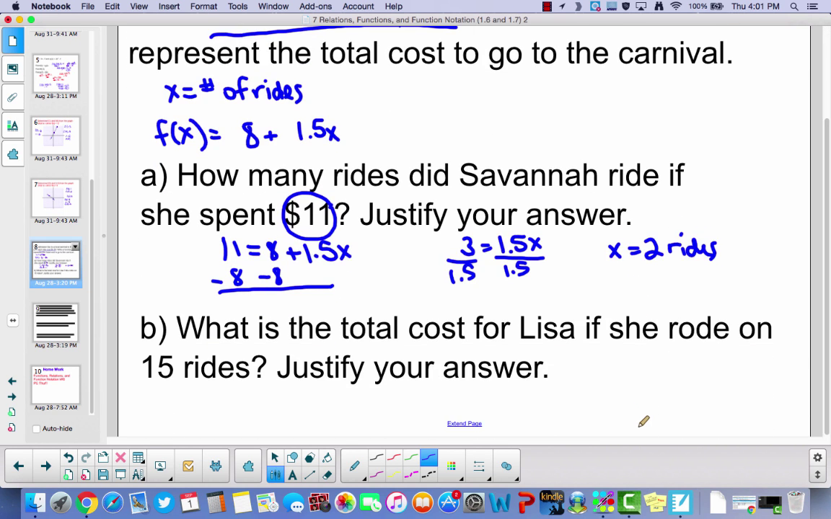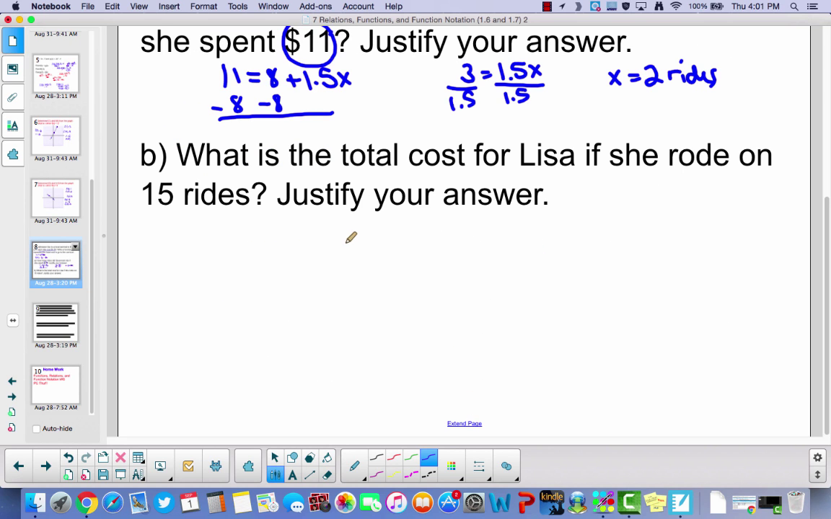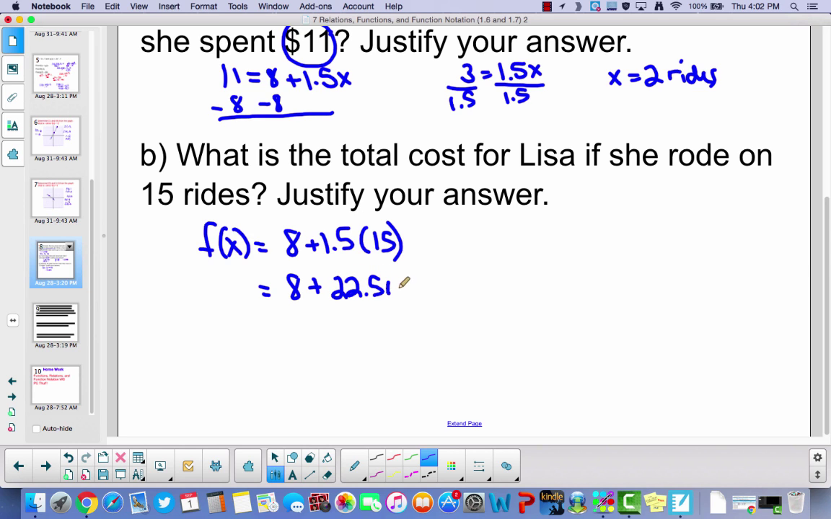What is the total cost for Lisa if she rode 15 rides? Justify your answer. Your justification is your math. So 15, again, is my x value. So I want to know my cost, f of x, equals 8 plus 1.5 times 15. So that's 8 plus 1.5 times 15, and 1.5 times 15 should be 22.5, or 22.50 since we're talking about money.